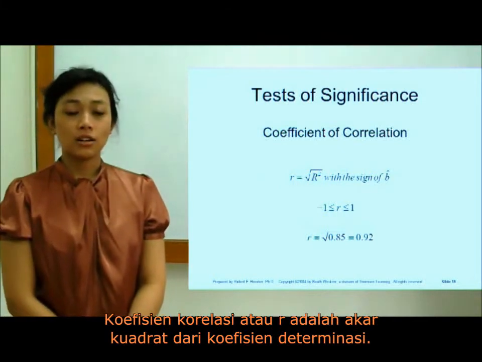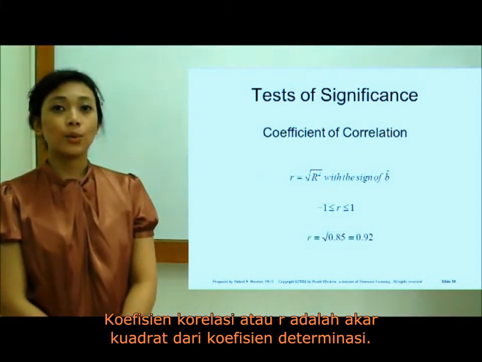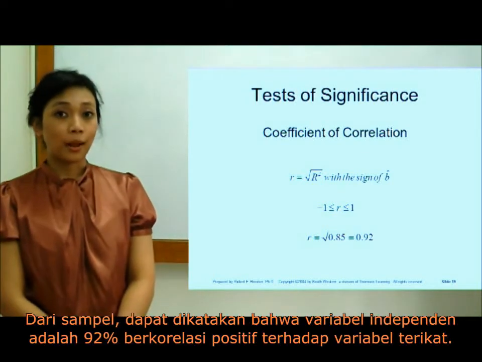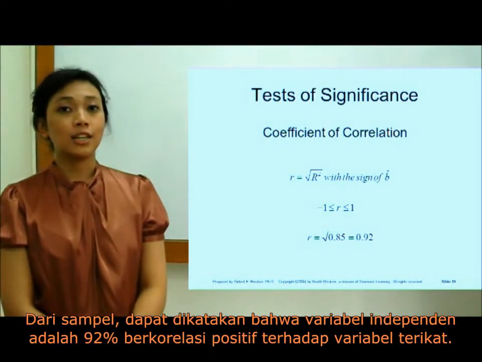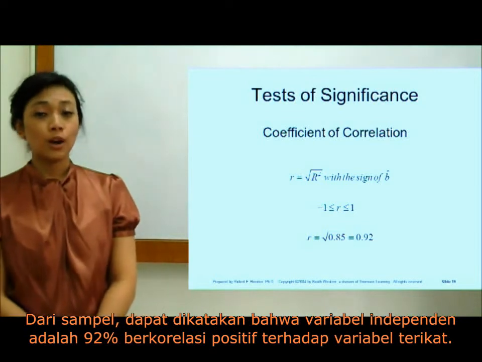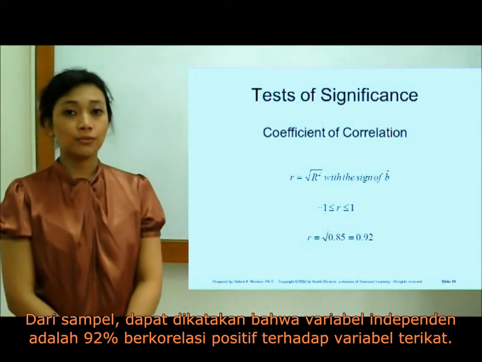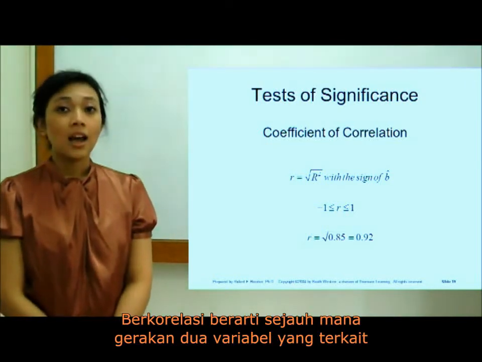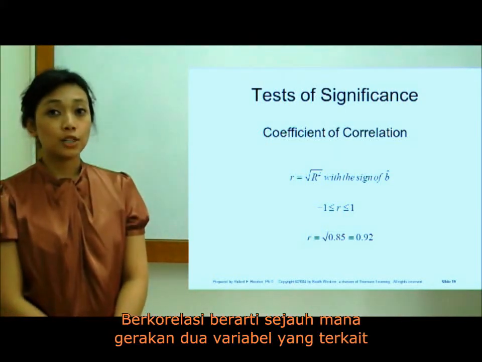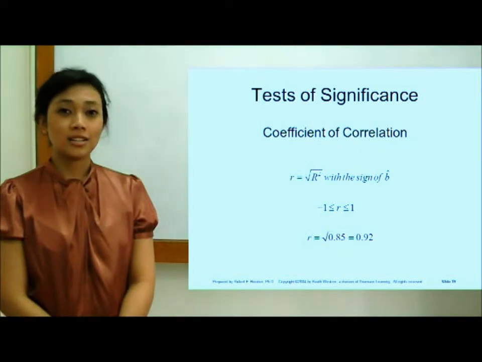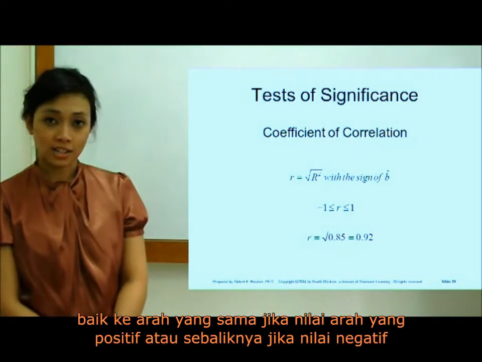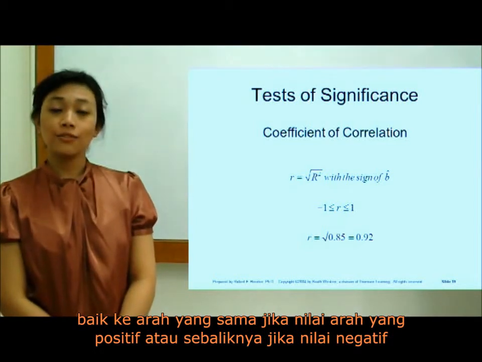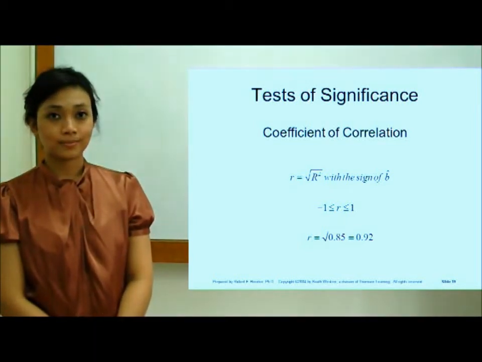The coefficient of correlation, or R, is the square root of the coefficient of determination. From the sample, it can be stated that the independent variable is 92% positively correlated to the dependent variable. Correlated means the degree to which the variables' movements are associated, either in the same direction if the value is positive, or in the opposite direction if the value is negative.